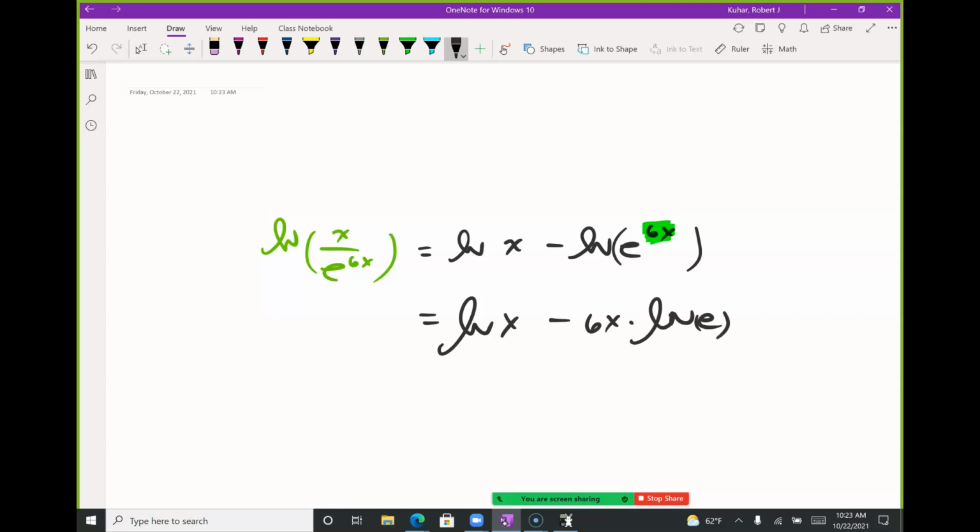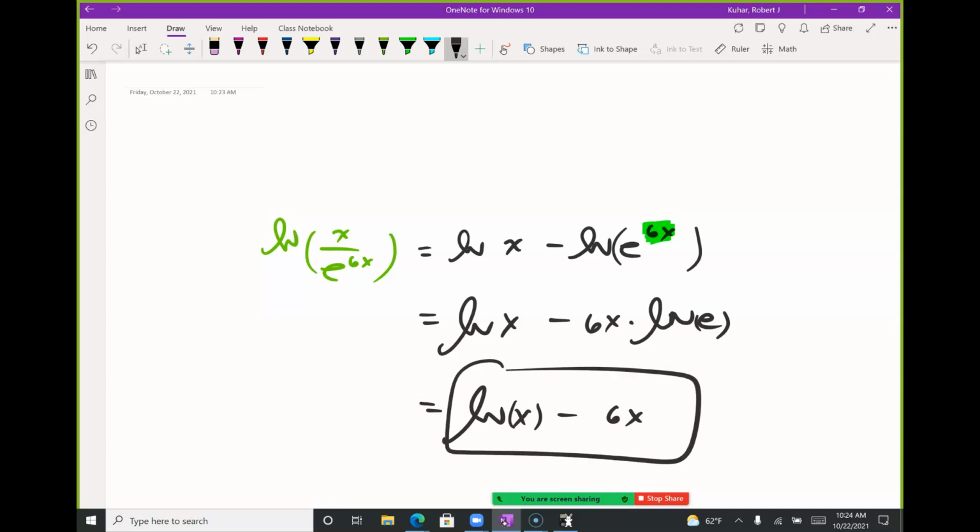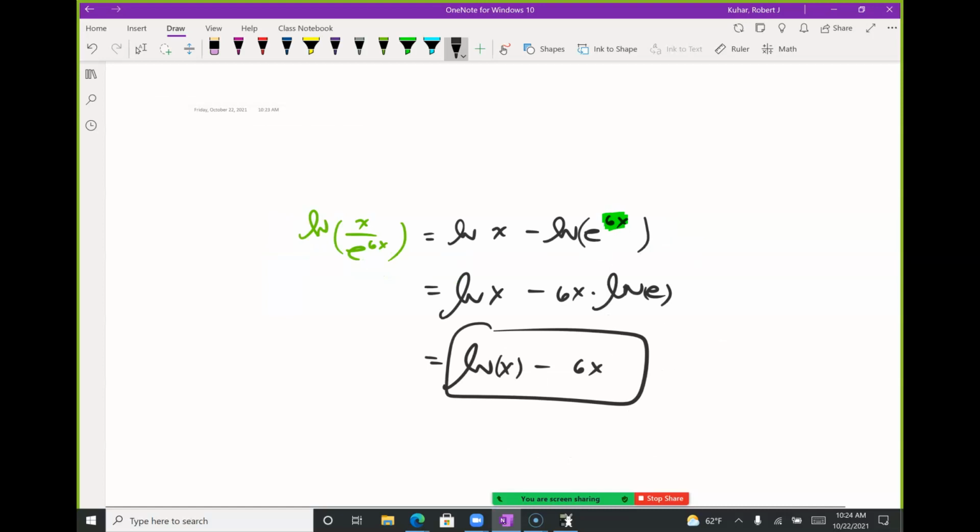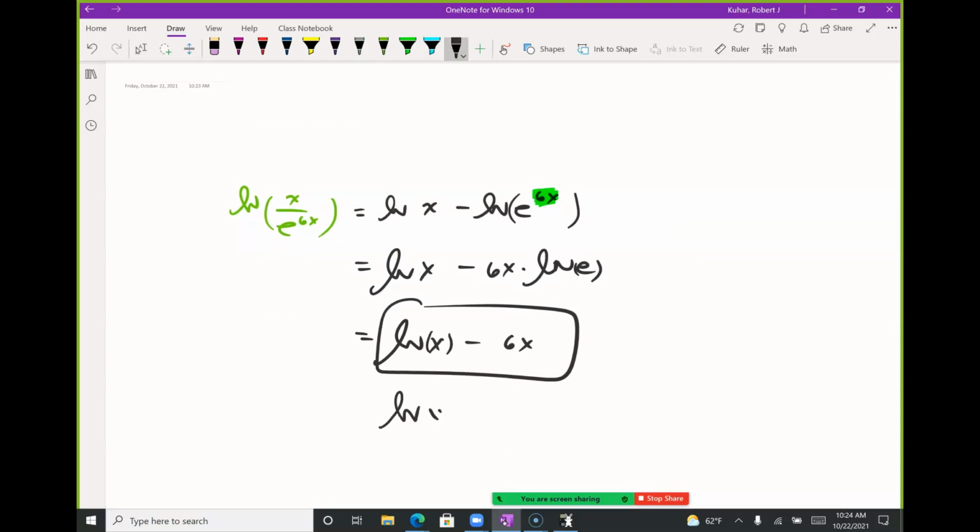And what is ln of e? You can do it on your calculator for me. What's ln of e? 1. So I get ln of x minus 6x. I like to wrap that argument in parentheses at times, because sometimes it can look a little confusing to have ln of x and not show that it's the input of a function. But of course both would be right. ln of (x) minus 6x. MyMathLab would take that for sure.